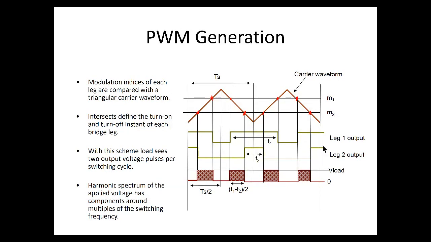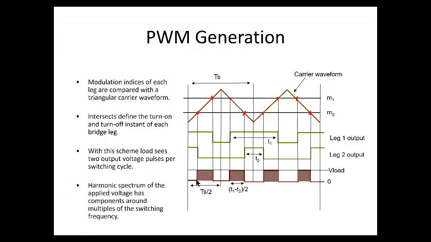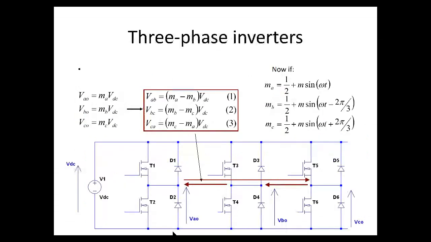Now, what is the load seeing? The load is going to see the resultant of these two voltages. The resultant is given here at the bottom. When you add the two, it is basically a superposition of the two waveforms. So that's the resultant. It must be mentioned here that you'll have some harmonics in the output.